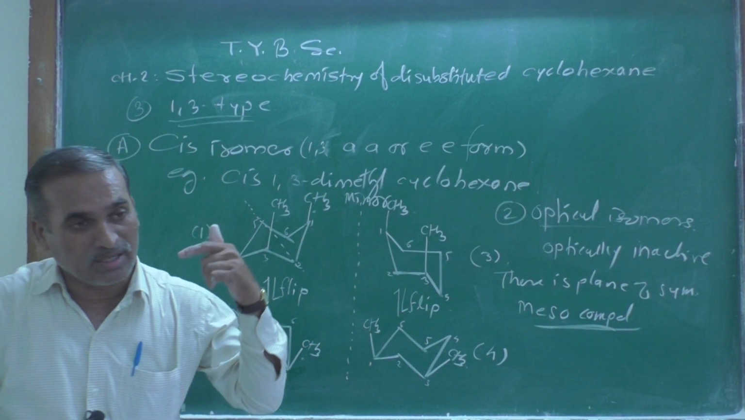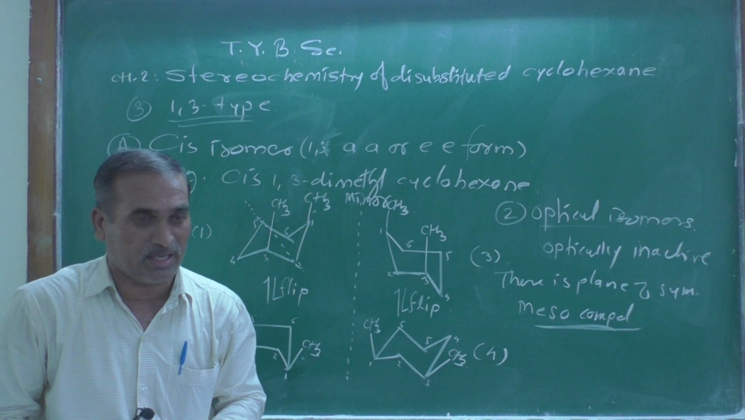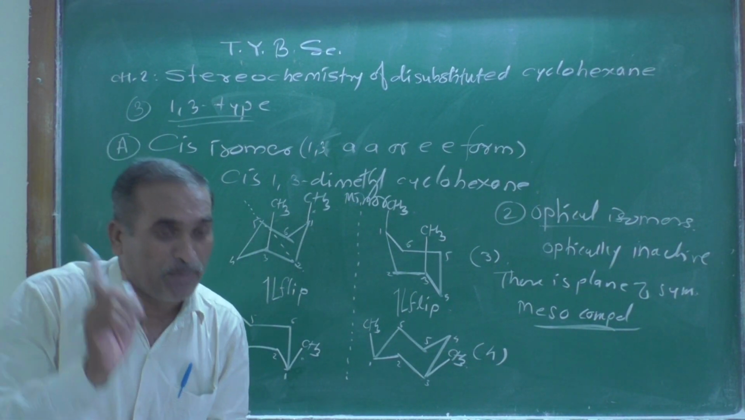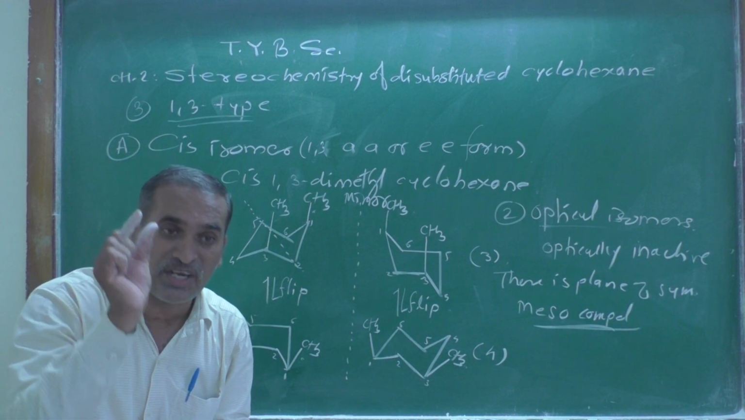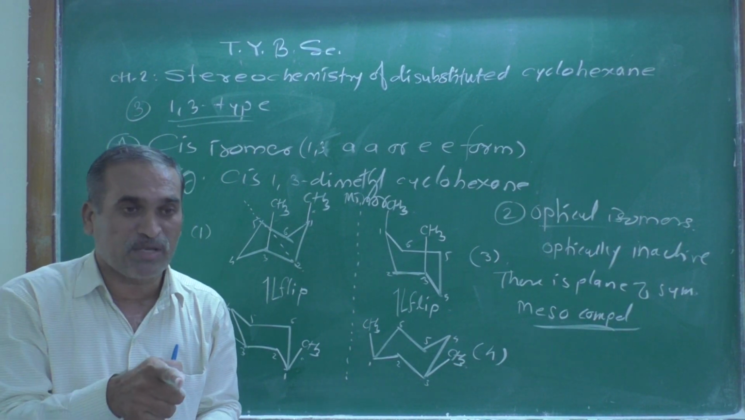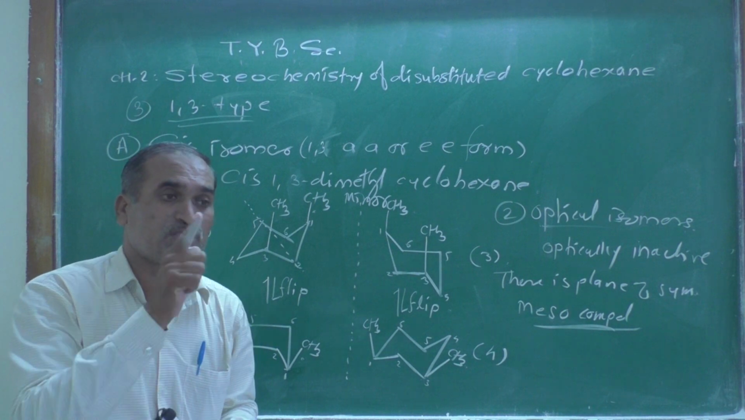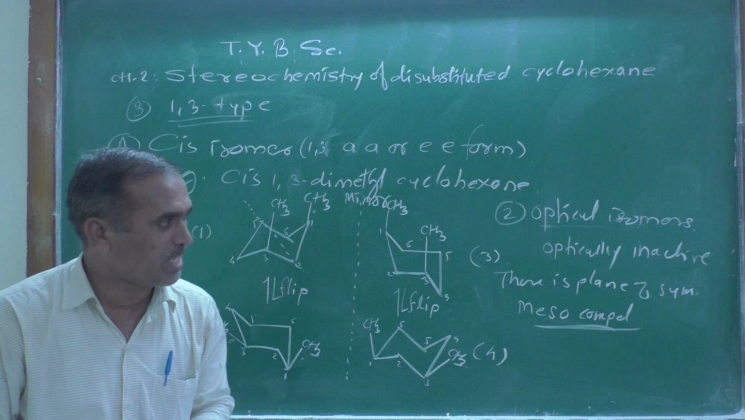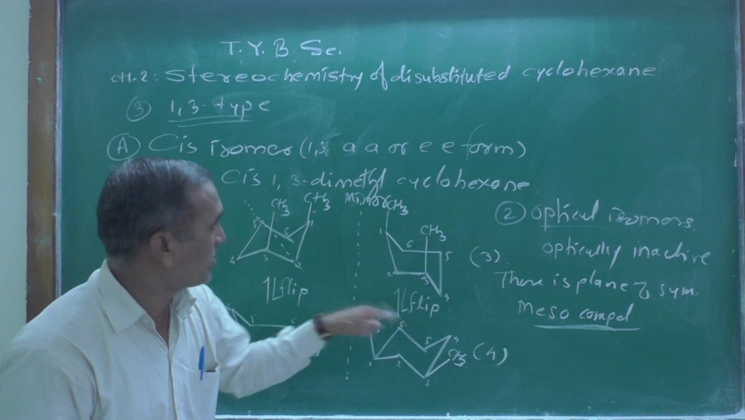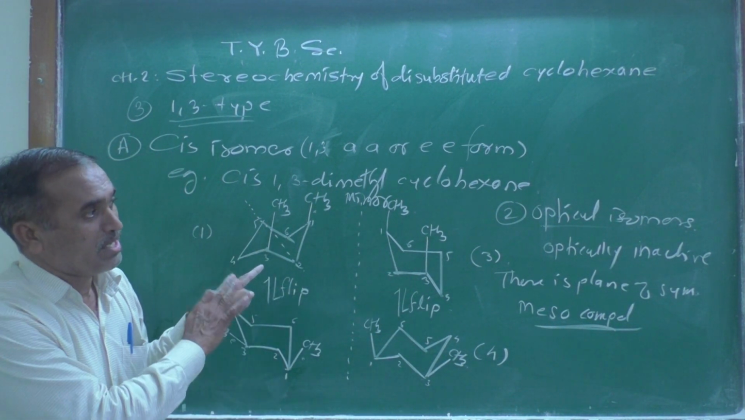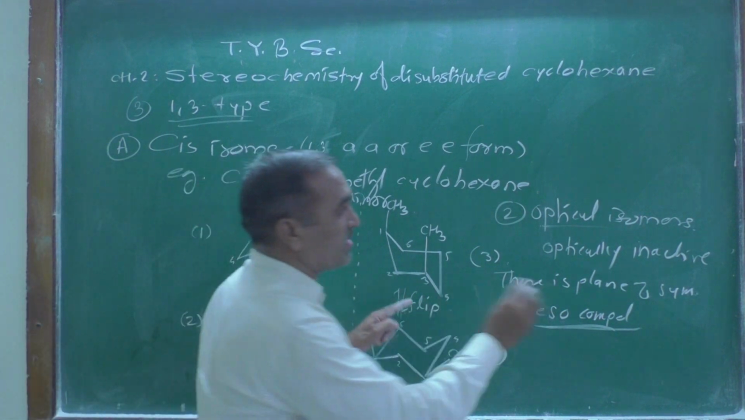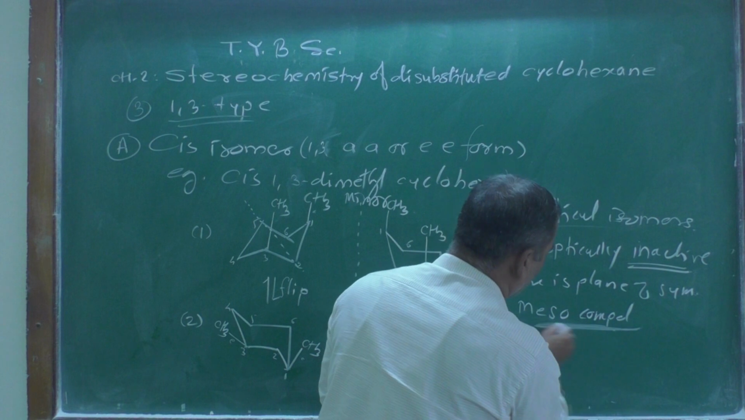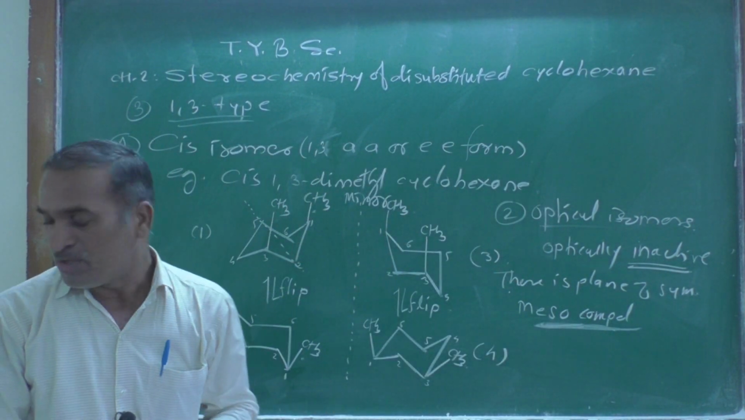In cis-1,2-dimethylcyclohexane there is no plane of symmetry present, but that molecule is a racemic mixture, and that's why cis-1,2-dimethylcyclohexane is found to be optically inactive. Similarly, here there is a plane of symmetry, and therefore this compound is optically inactive in nature, and it becomes a meso compound.